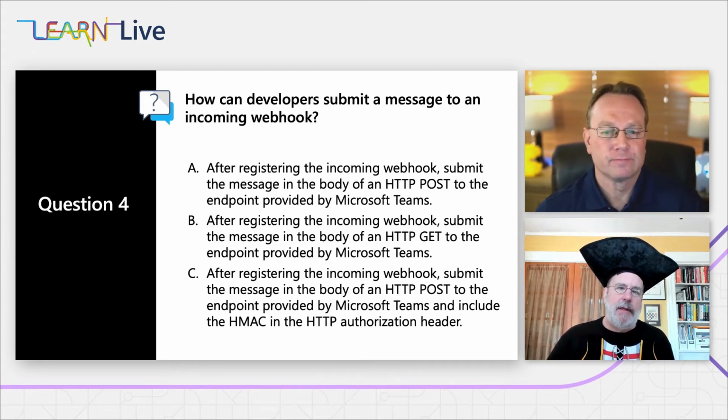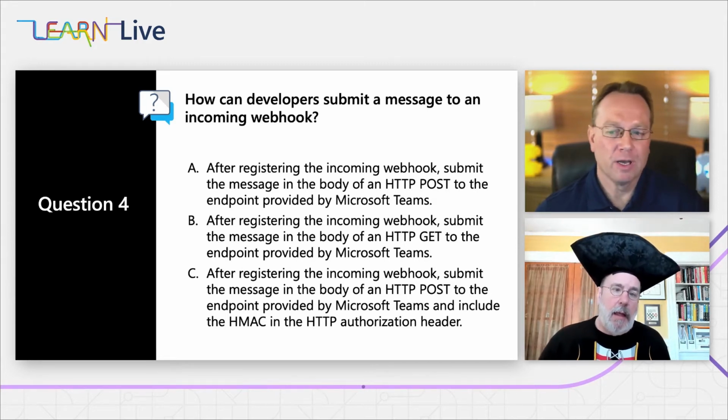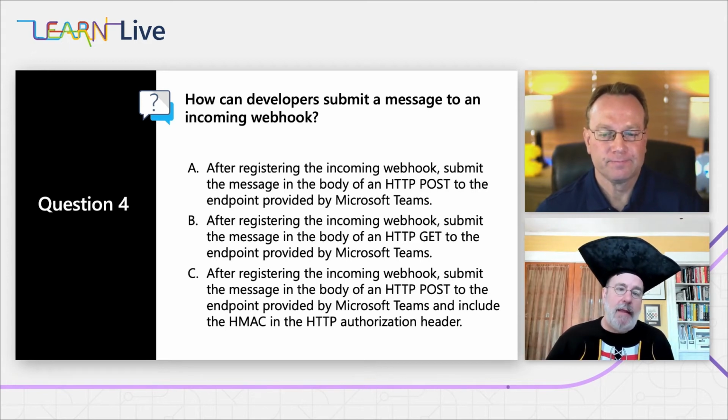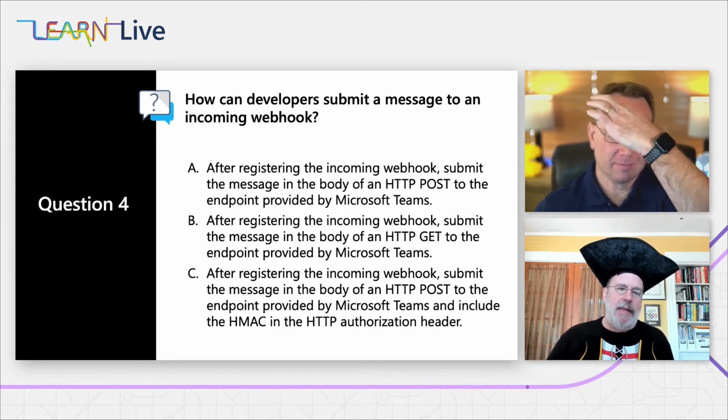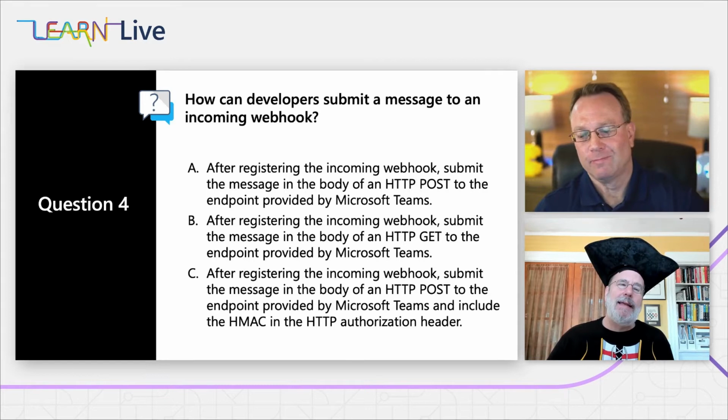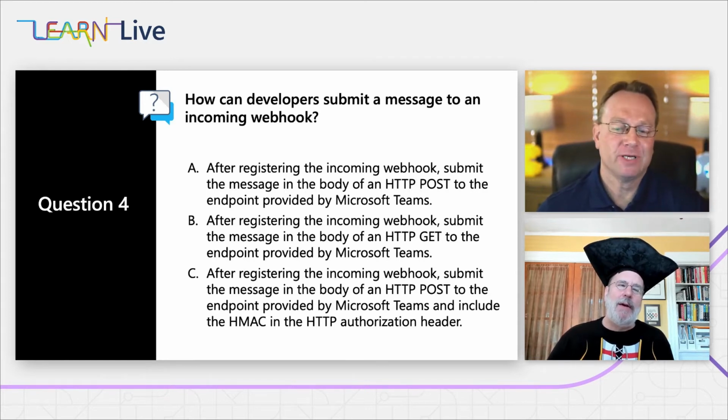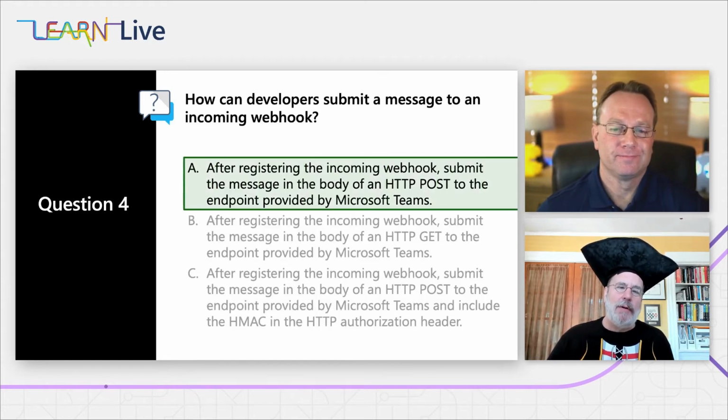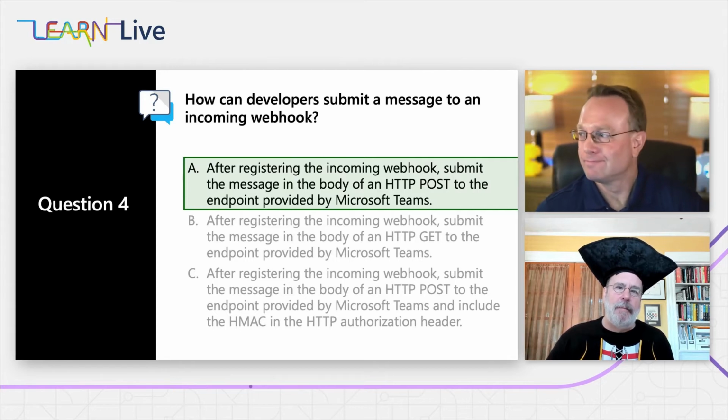After registering the incoming webhook, we submit the message in the body of an HTTP post. Sounds reasonable, I think that's what we did. After registering it, we submit it with a get? That seems kind of weird. No, you can't push things out with a get. After registering, we submit it with a post and include the HMAC? I think we didn't do anything with the header. That was the old one, the outgoing webhook. So, yep, sure enough, there we go.